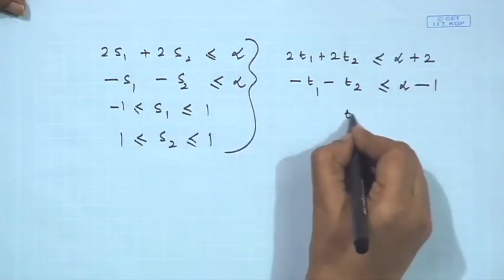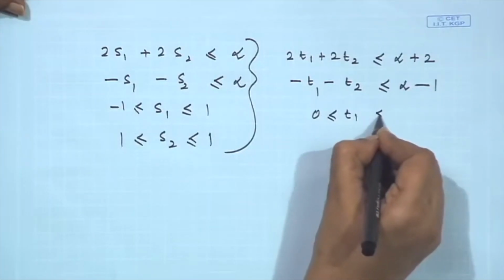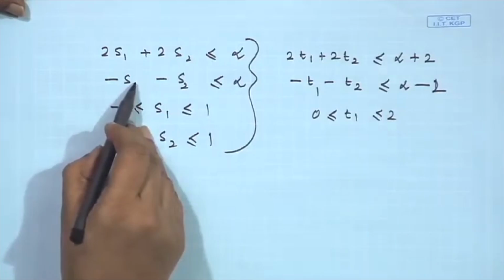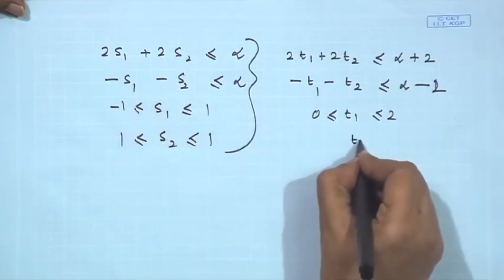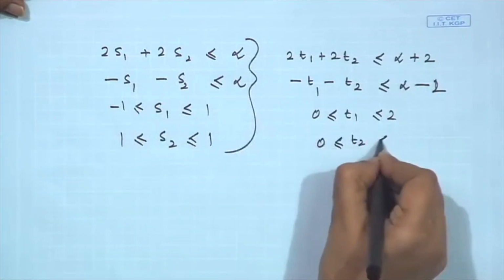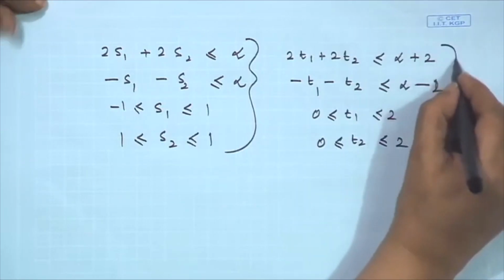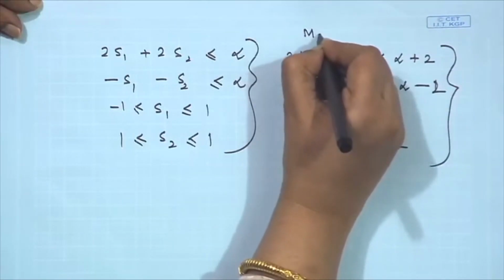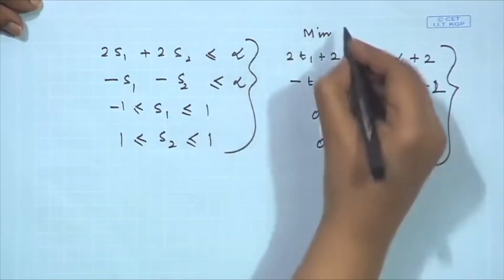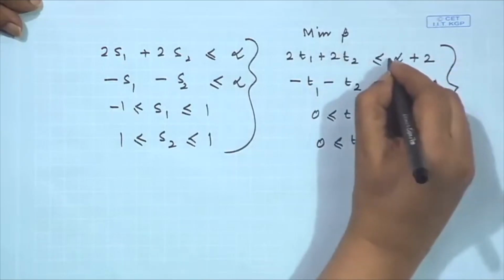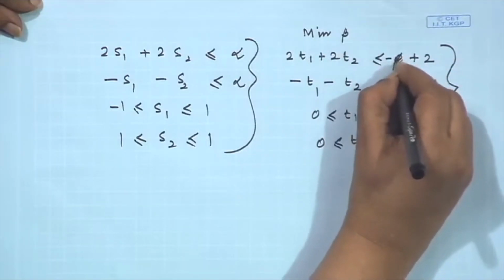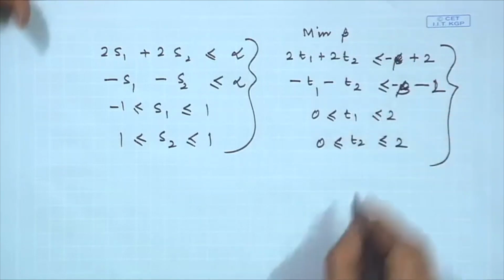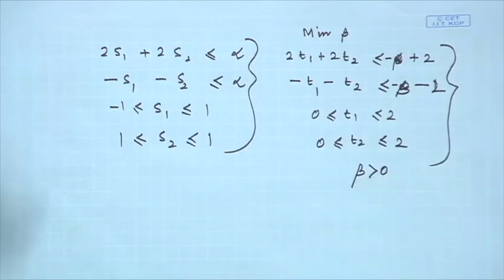Okay. t1 will become between 0 and 2, and alpha minus 2, because 1 from here, and t2 will again be between 0 and 2. Then you see, if we just minimize beta, where beta is equal to minus alpha, then my job is done. That can be considered as a simple linear programming problem.